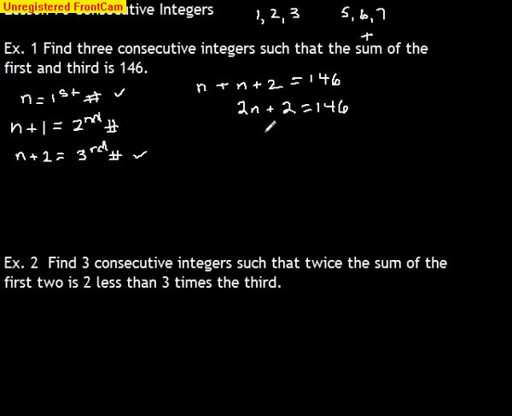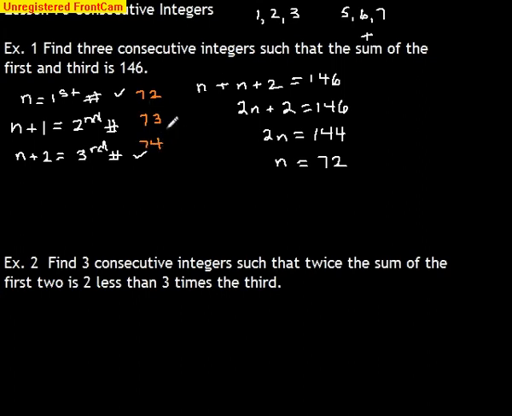Subtract 2 from both sides. We get 2n equals 144. And then finally we divide both sides by 2 and we get 72. So our first consecutive integer is 72, and they want three consecutive integers. So we have to go over to our heading. The first one would be 72. The second one would be 73. And the third one would be 74.